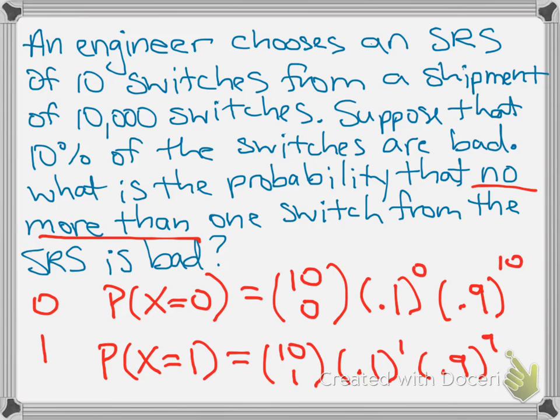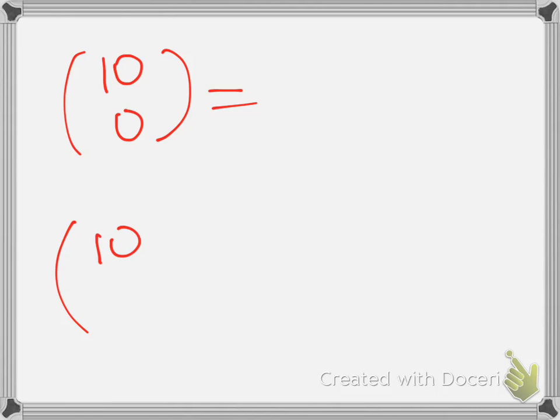Now I'm going to show you on the calculator how to actually calculate these binomial coefficients, so you don't have to use the formula every single time. But just so we get comfortable with that, let's go ahead and use the formula here, just so we can practice it a little bit. So 10 choose 0 is one binomial coefficient that we need to calculate, and then 10 choose 1 is the other one.